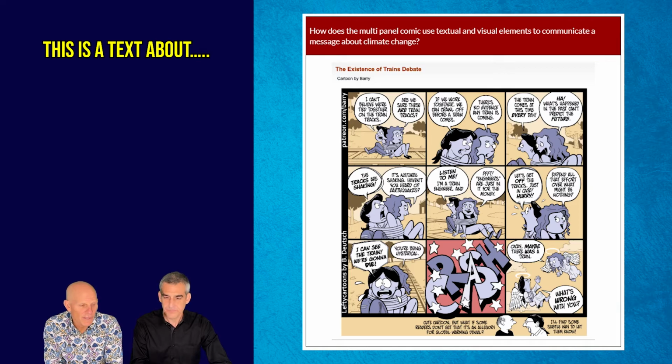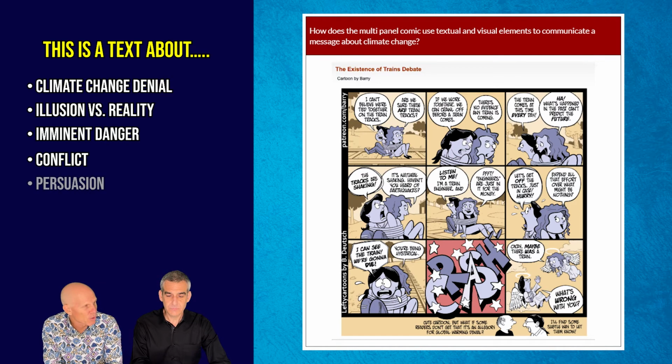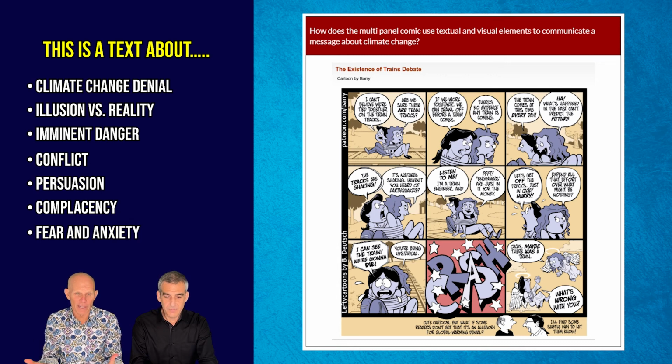Oh, this is a text about climate change denial. Yeah, this is a text about illusion versus reality, people who believe in climate change versus people who don't. This is a text about imminent danger. Yeah, this is a text about conflict. Yeah, this is a text about persuasion. This is a text about complacency. Yeah, that's great. This is a text about fear and anxiety, as illuminated by that woman on the track.